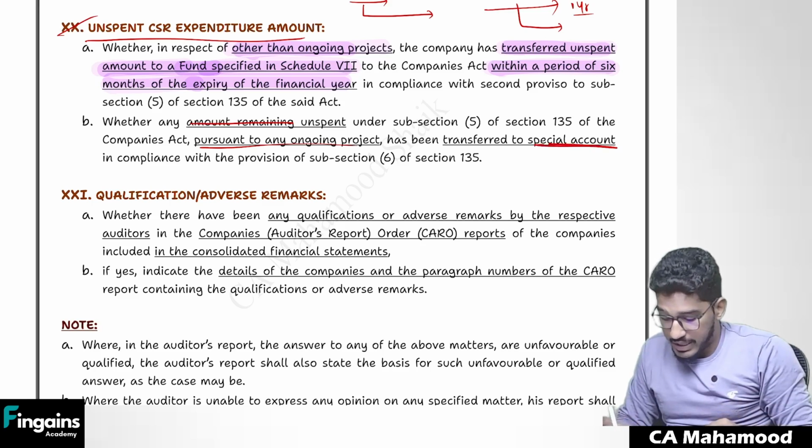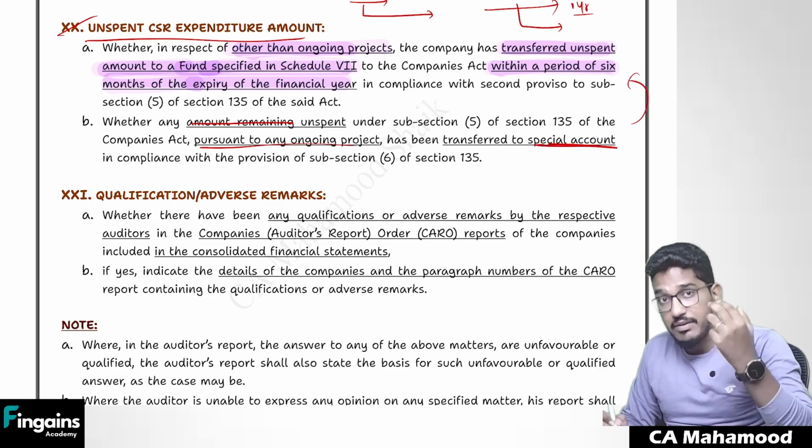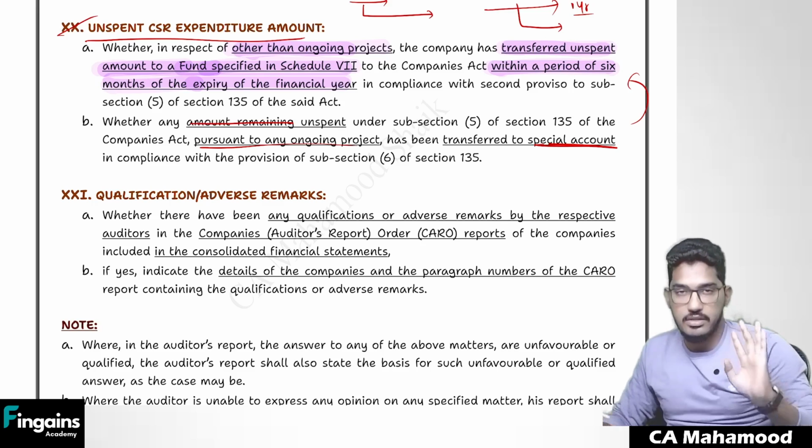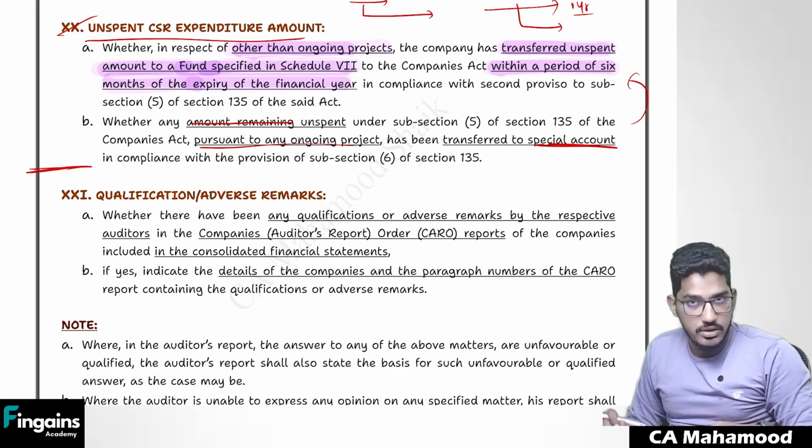That amount you have to transfer to a special account, a separate bank account. You have to keep it. In the previous one, if you don't have a project ready, transfer it to the fund of the central government. Government will take care of it. Clear? So this is regarding clause number 20.